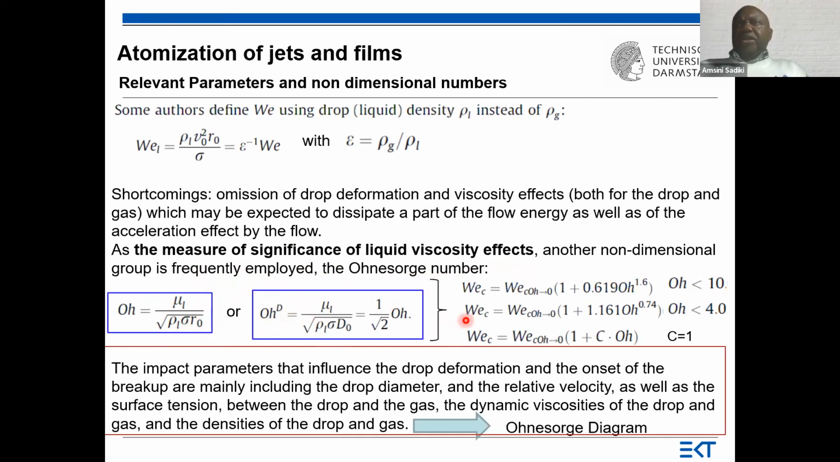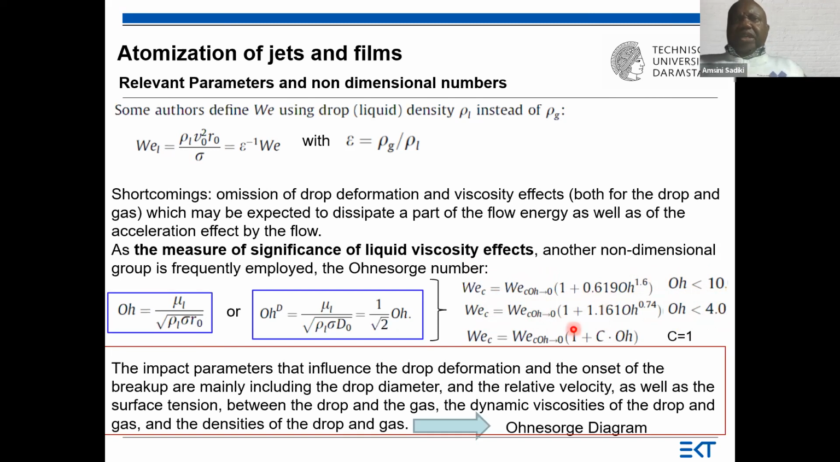And from this, we can then get a correlation between the Weber number, in which we consider this effect, and the Weber number where we didn't consider it. This is for Ohnesorge number smaller than 10, and this is if we have smaller than 4. Then we have the case when the Ohnesorge number goes to 0. This means that we don't have this effect and we have this relationship.